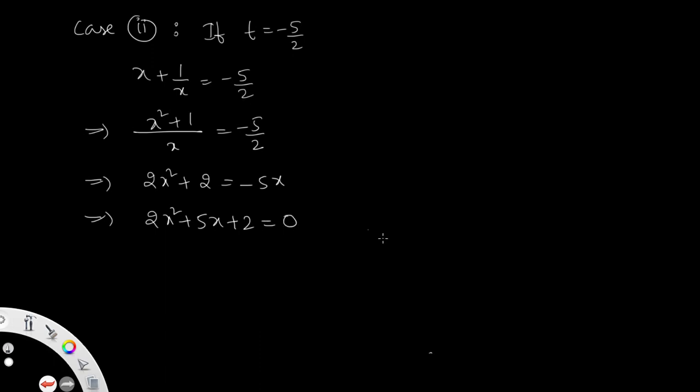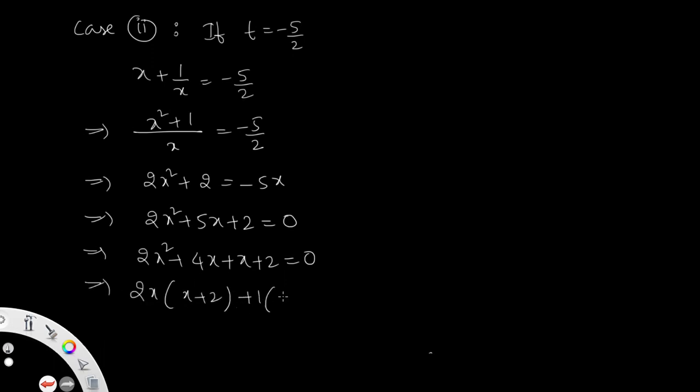Now for the roots: 2x square plus 4x plus x plus 2 equal to 0. Then 2x into x plus 2, and then plus 1 into x plus 2 equal to 0. So x equal to minus 2 or minus 1 by 2.